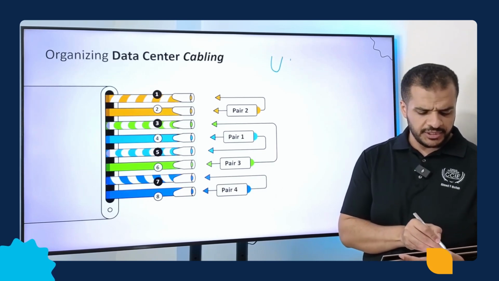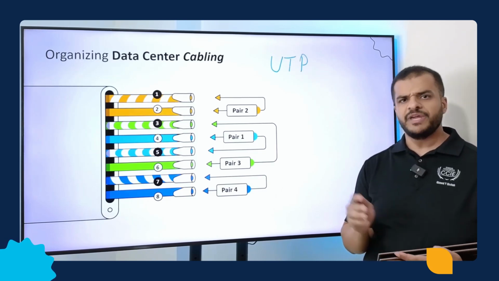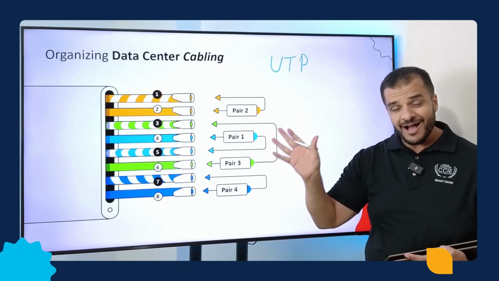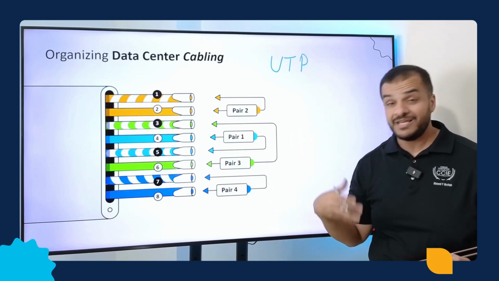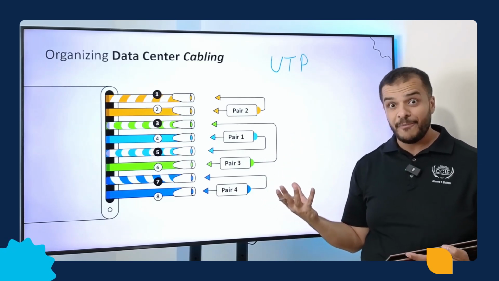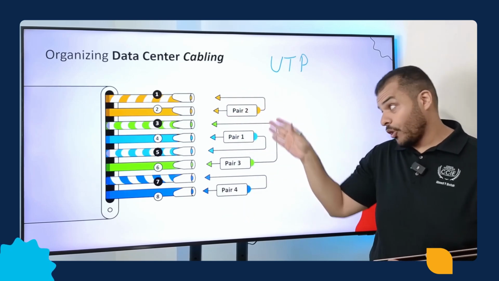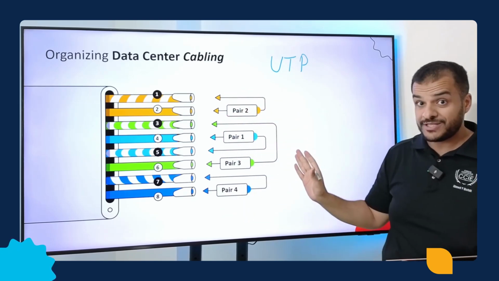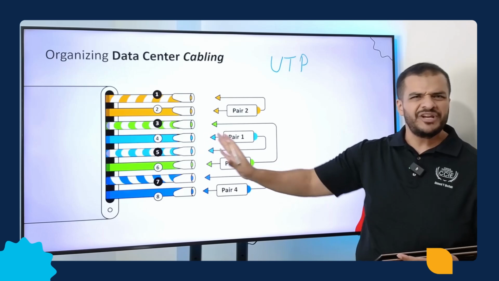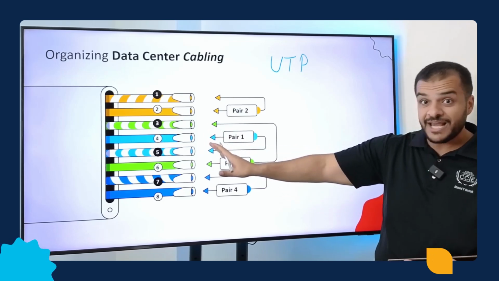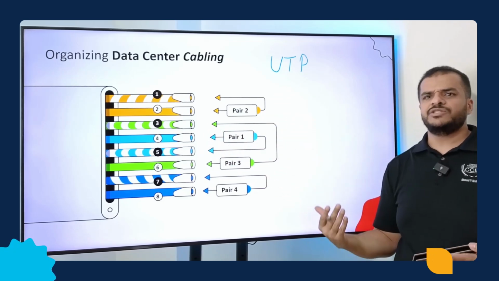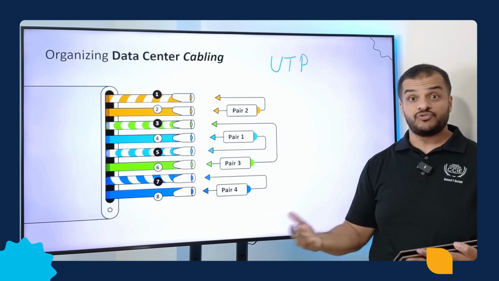UTP, unshielded twisted pair, and this is from Ethernet. This is the copper kind of cable, which is the most common one that we all know about. 8 different singular wires or 4 different pairs, and they're color coded. So I'm not going to dive deeper into the nitty-gritty details of the colors and how it actually has the crossover cable and the straight through cable.